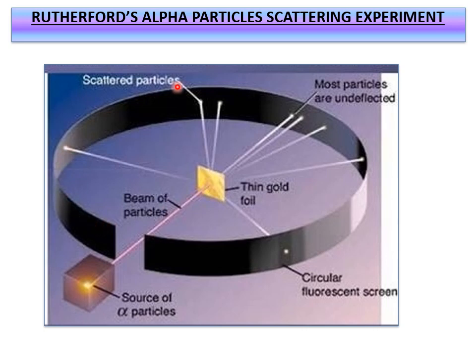around the metal foil. These particles strike the screen. A flash of light is produced at that point wherever a particle strikes this circular fluorescent screen. So that is what he observed.